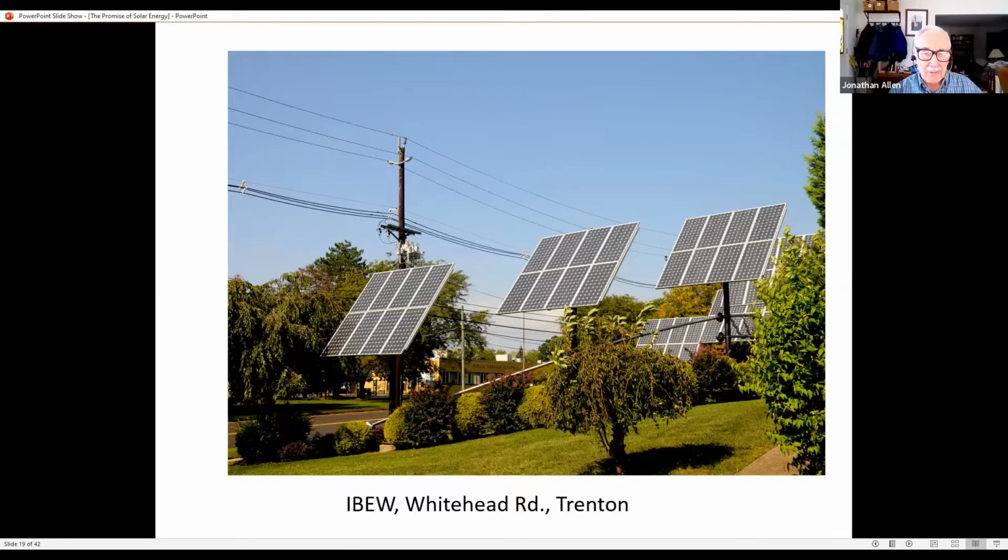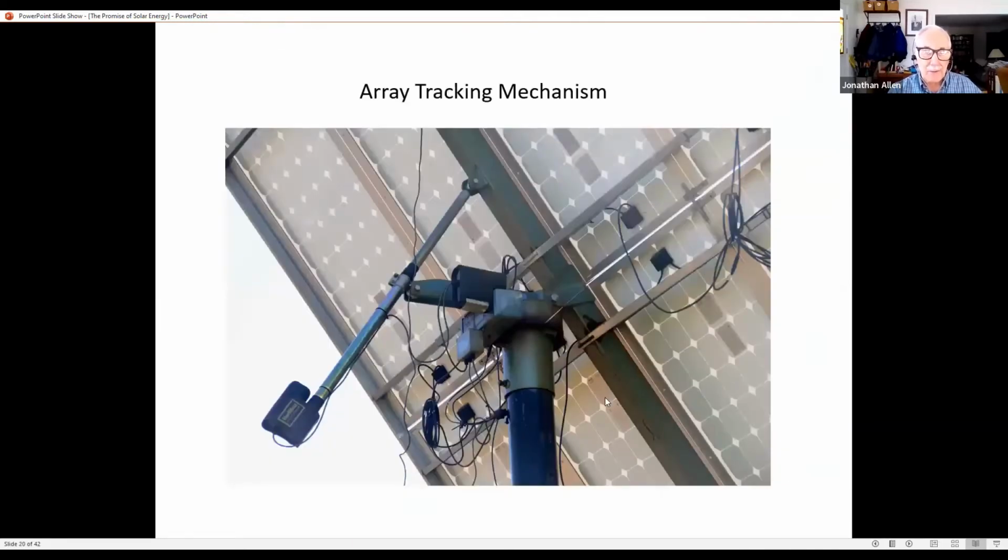Now let's jump behind one of these panels, and here I've taken a photo of the motor equipment that keeps those cells aimed at the sun as it moves across the sky. And sun tracking can boost the harvested energy by about 25%. It also flattens the power curve so it doesn't peak quite so sharply at noon.